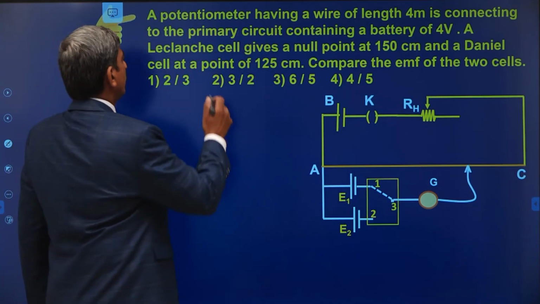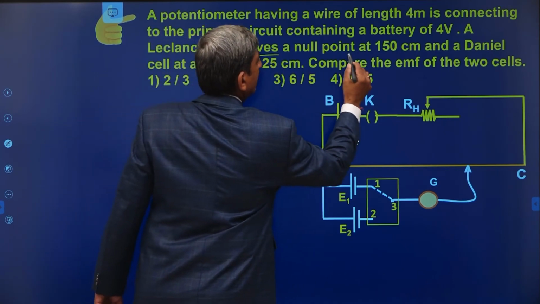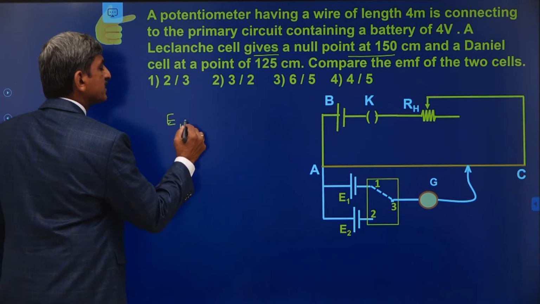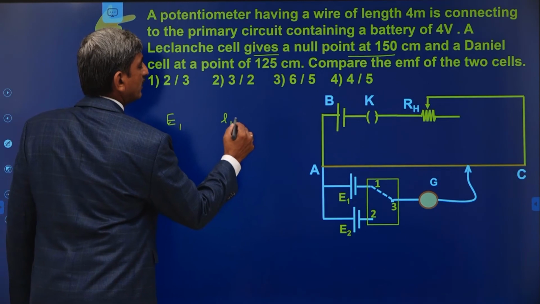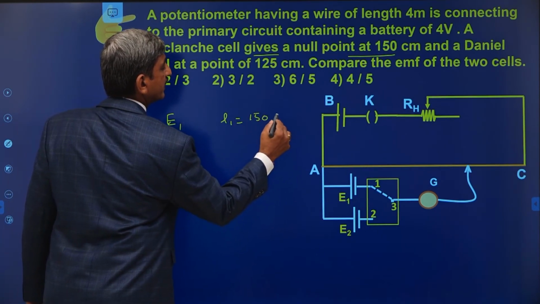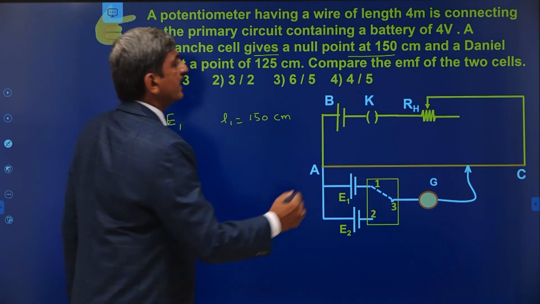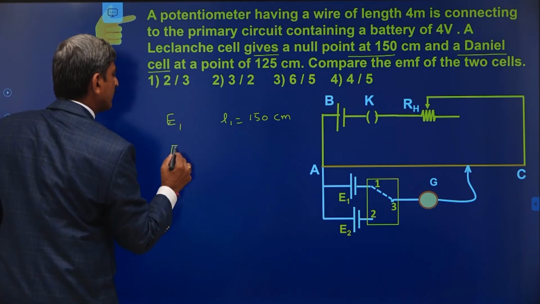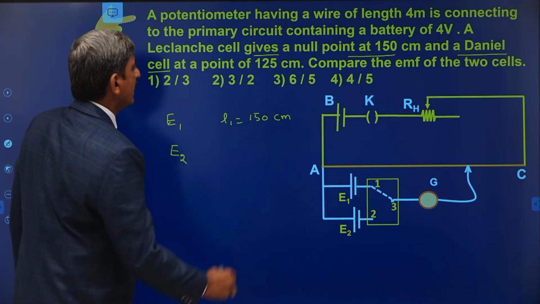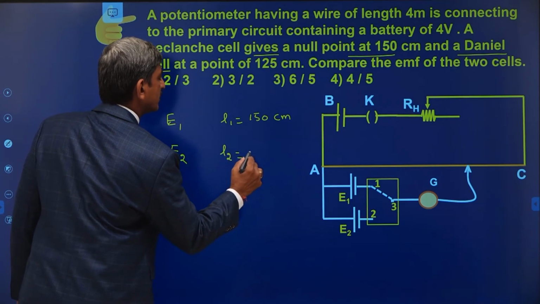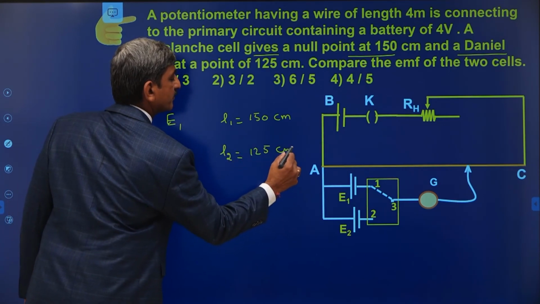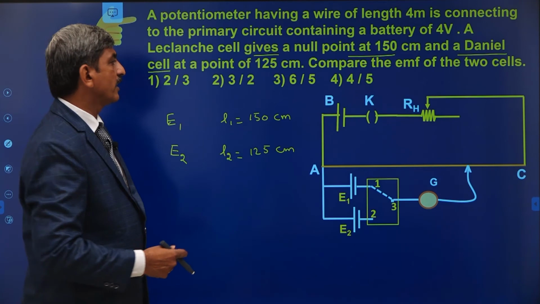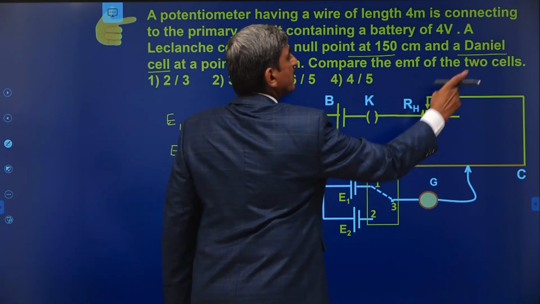In the first case, what is given? A Leclanche cell is connected and it gives a balancing point at 150 centimeters. Let us assume that E1 is the EMF of the Leclanche cell, for which the balancing length is L1 equal to 150 centimeters. And in the second case, a Daniell cell is connected and let us assume that E2 is the EMF of the Daniell cell, and for that the balancing length is L2 is equal to 125 centimeters. So E1 is not given, E2 is not given, but the corresponding balancing lengths are given. We want to compare the EMF of the two cells.